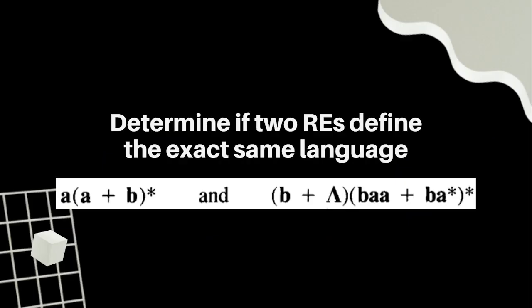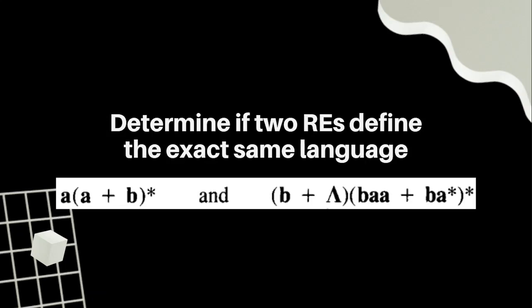So let's look at this problem. Determine if two REs define the exact same language. In the past, what we used is our intuition. Our approach for this is to just look at them and try to infer what these languages are. So using our intuition, we can see that the one on the left side always starts with A, and the one on the right side always starts with B. Then they are not the same language.